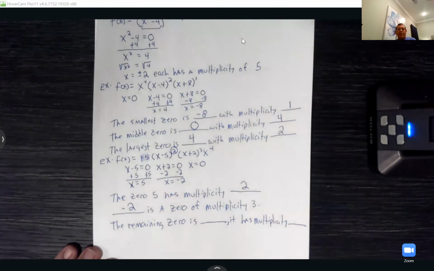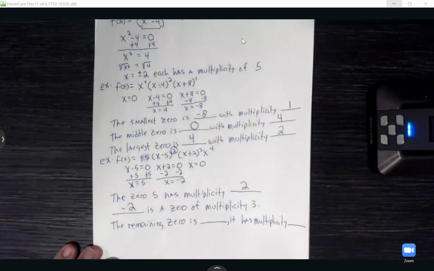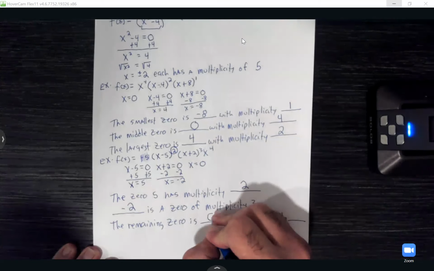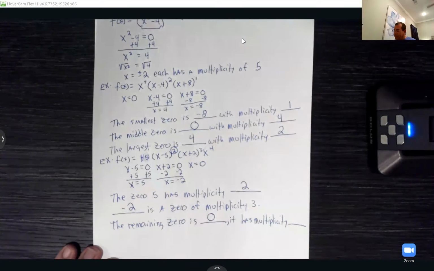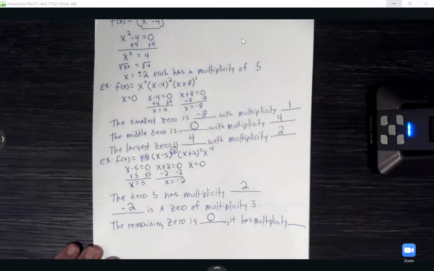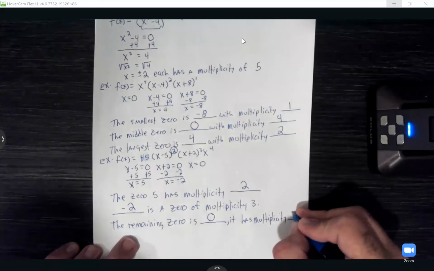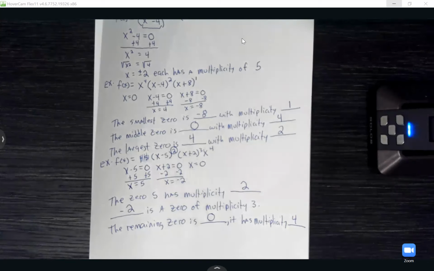All righty, so how about that? The remaining 0 is blank, and it has a multiplicity blank. 0 and 0. Oh, you're so close. I got that 0, but what was its multiplicity? X to the 4. 4. So all you need is that 4.